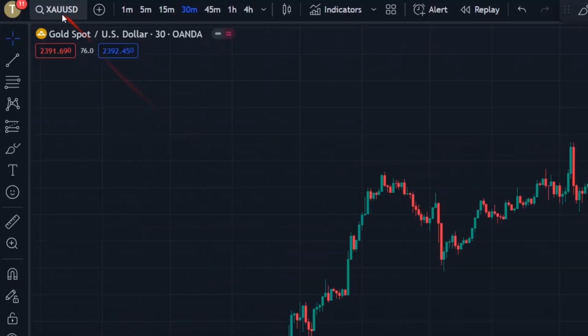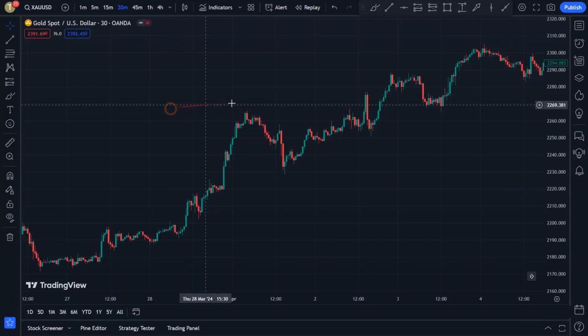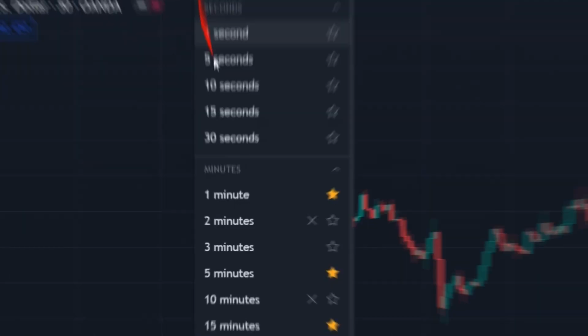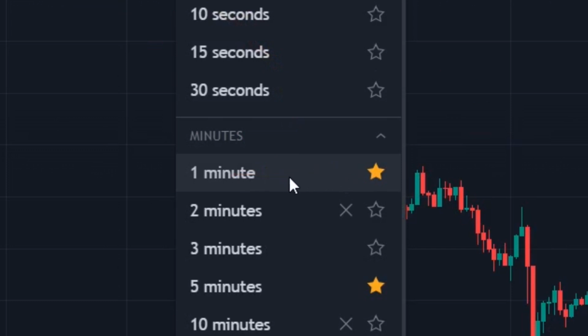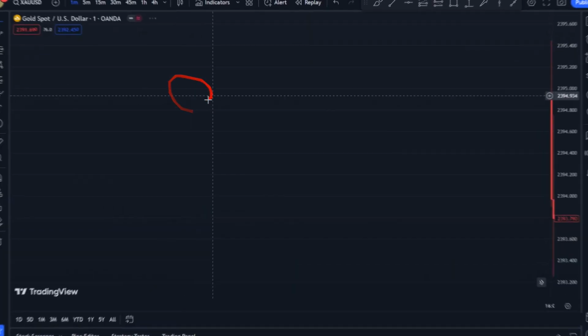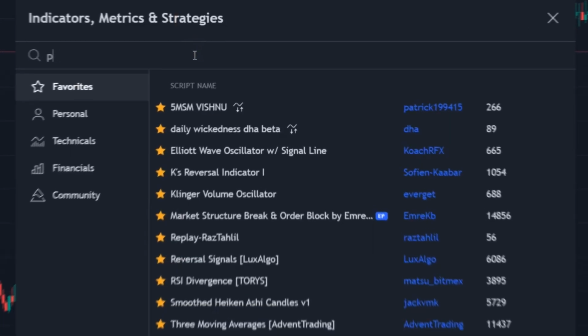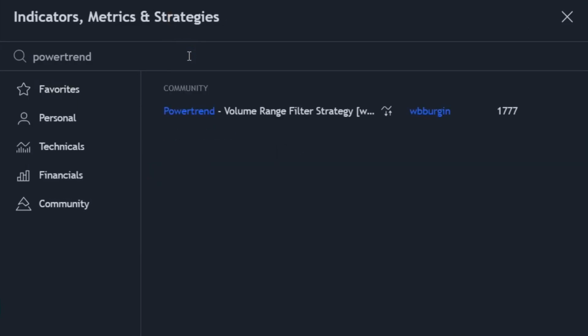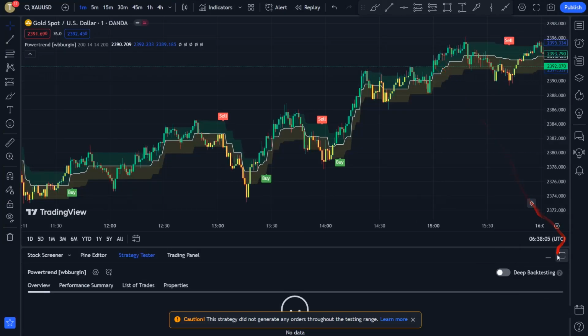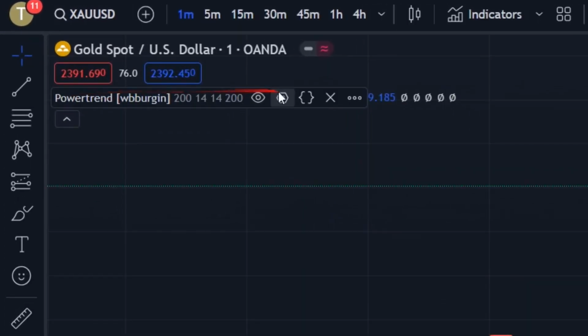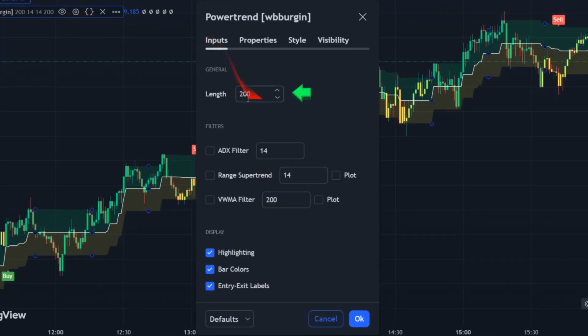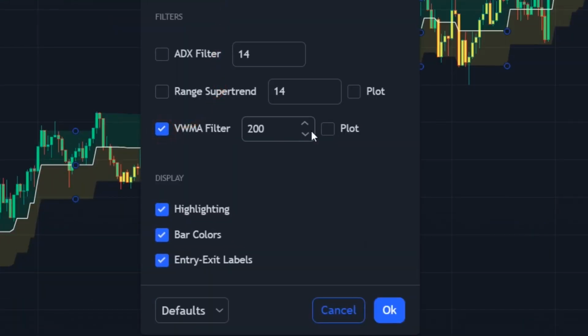Since I have a particular interest in scalping trades, I have set my time frame to 1 minute in this strategy. You can choose any time frame you like. Next, I go to the Indicator tab and search for Power Trend Volume Range Filter Strategy. We select it to add to our chart. Then we go to the settings of this indicator in the Input tab and change the length value to 100 and make some other adjustments.